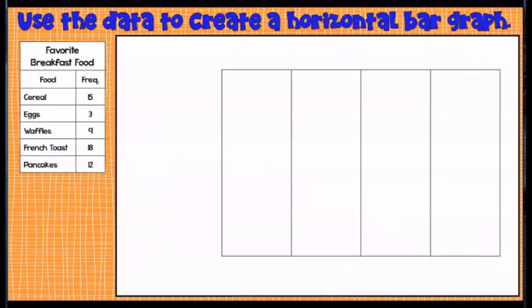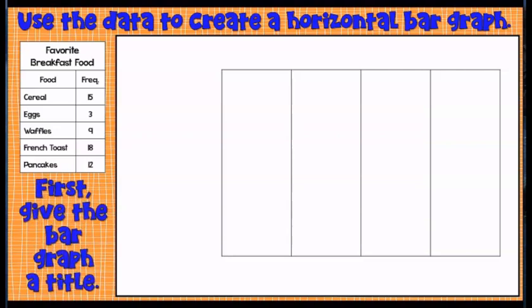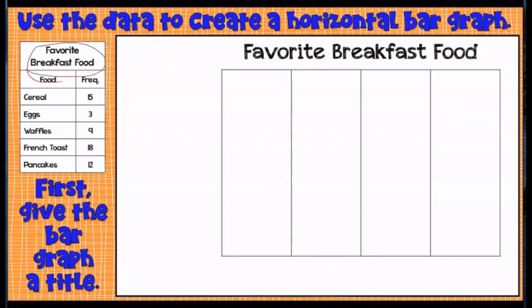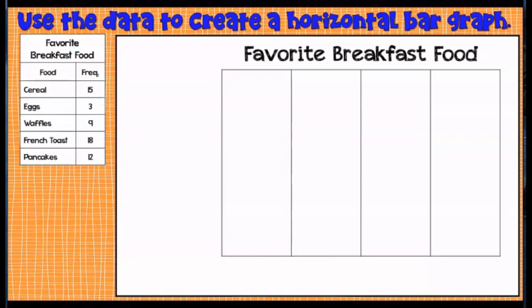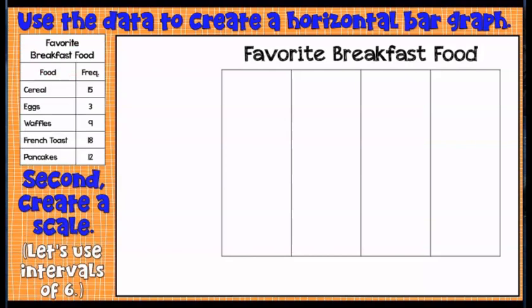Now we're going to look at putting it horizontally. I'm going to take some information and I'm going to set up my bar graph horizontally. So first thing we're going to do, just like last time, I'm going to put a title. If I look at the title of my frequency table, it says it right here, favorite breakfast food. So I'm going to put favorite breakfast food. Makes sense? My next step, I'm going to create a scale. How about a scale of 6?